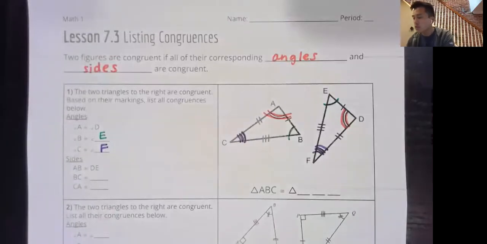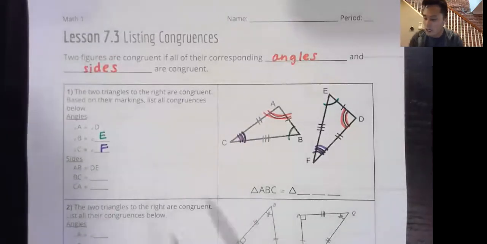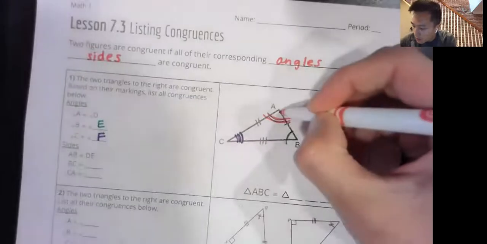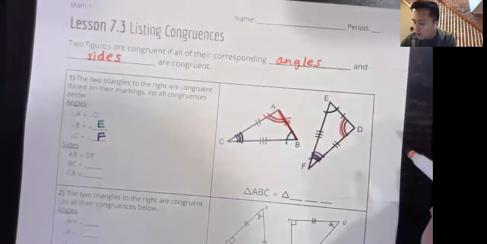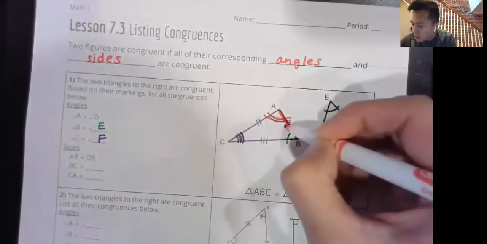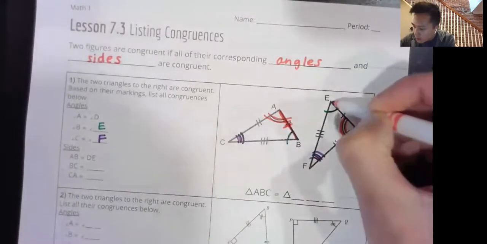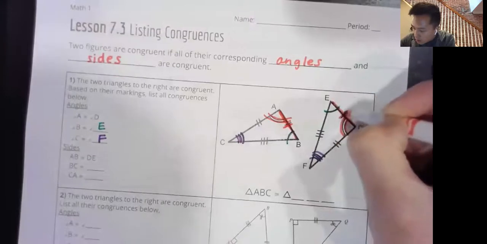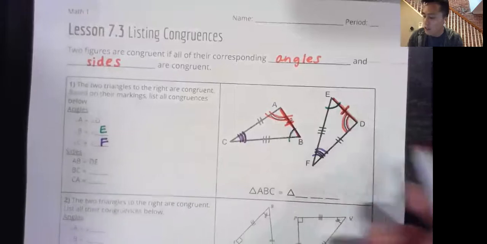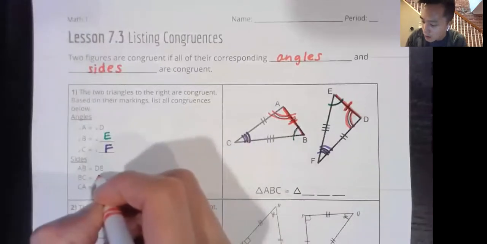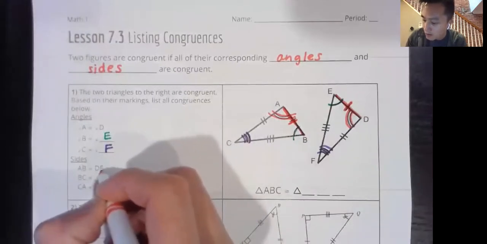I can do the same thing with sides. So side AB, so that's going from A to B, that's this one right here. That's congruent to the side that also has one mark through it like that. So this has one mark through it. So I know that side AB is congruent to side ED, or DE, yeah, right here.